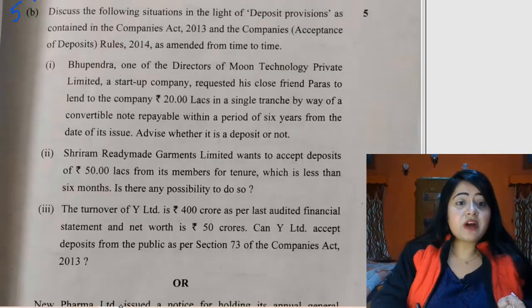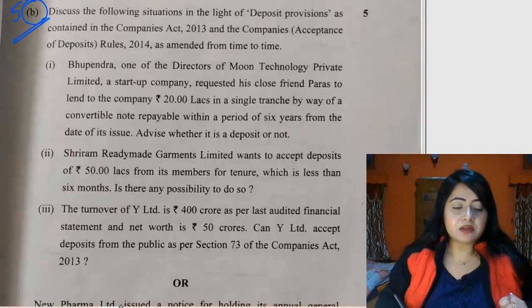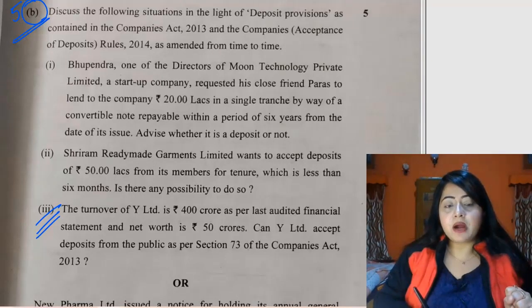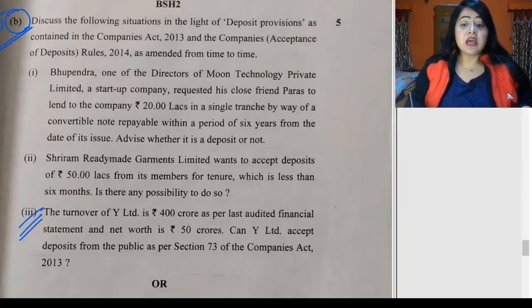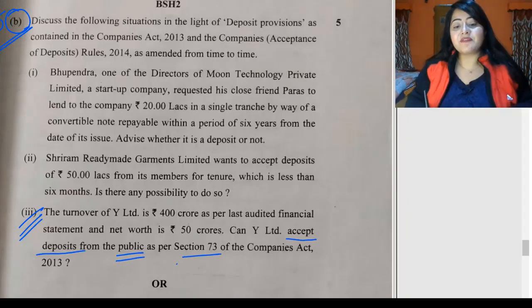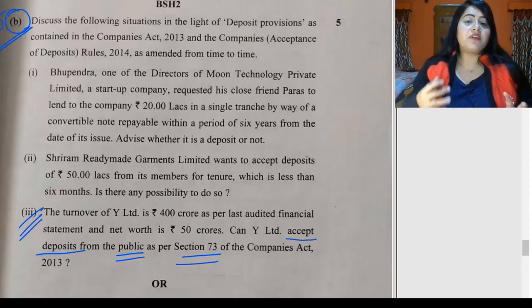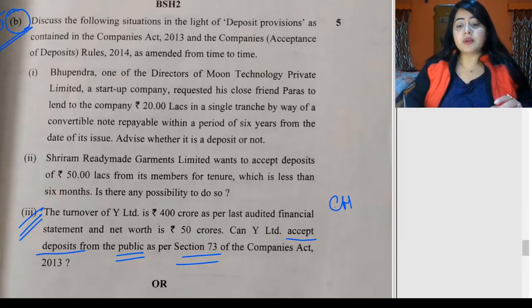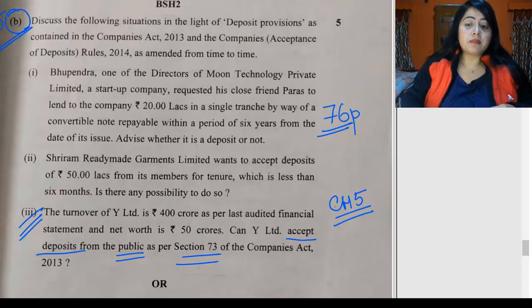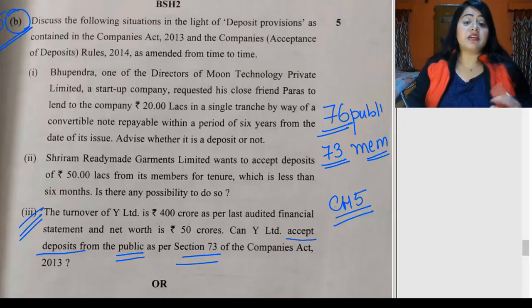So here we are taking question number 5B part of your December 21 paper. Now in that, the third part of this question has a small little error. See here, the question that has been asked is, how much amount can be accepted as deposits from public under section 73 of the Companies Act? Now if you're very clear with the chapter relating to deposits, which is chapter number 5, then you will know that section number 76 deals with deposits from the public, and section number 73 deals with deposits from the members. However, here the question is, how much amount can be accepted as deposits from the public under section 73?